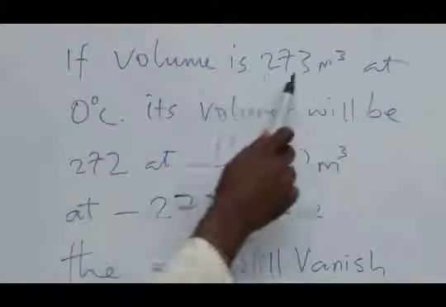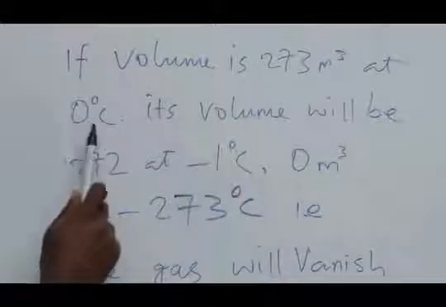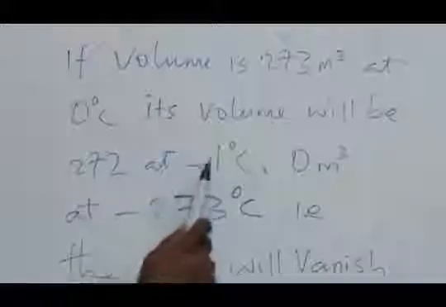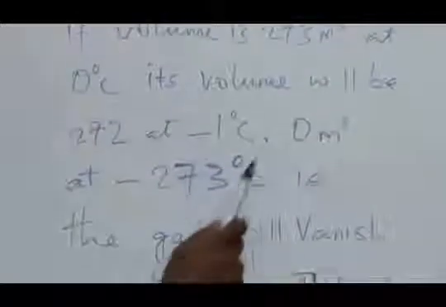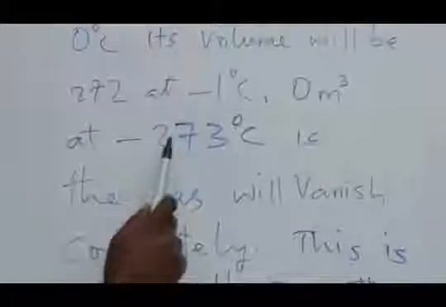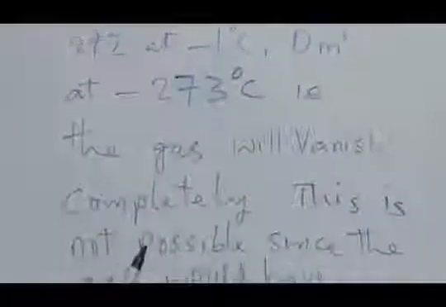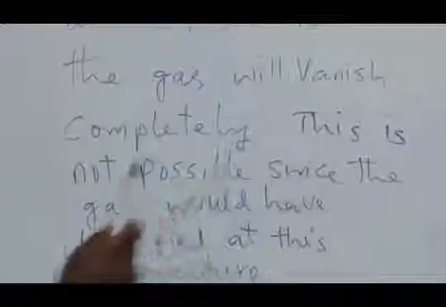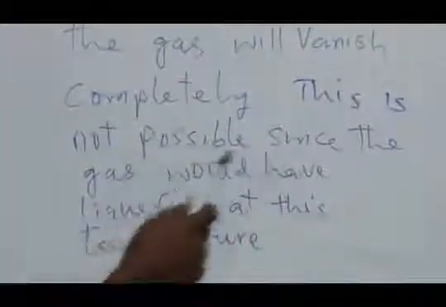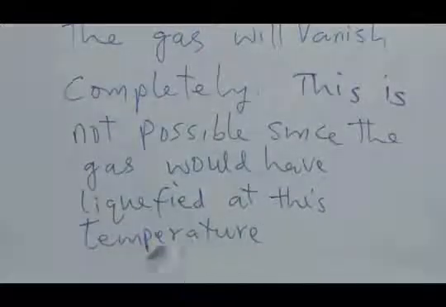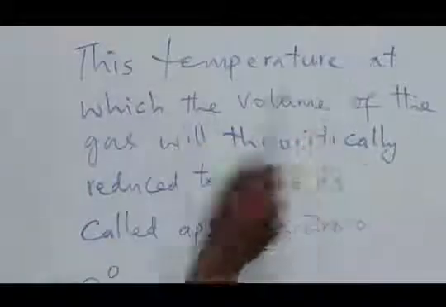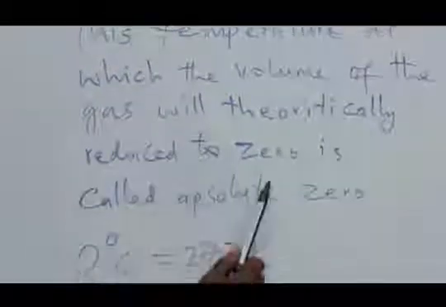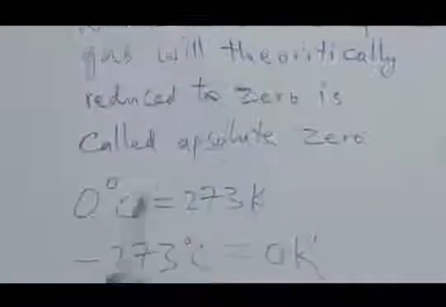If volume is 273 meter cube at 0 degrees Celsius, its volume will be 272 at minus 1 degree Celsius, and 0 meter cube at minus 273 degrees Celsius. That is, the gas will vanish completely. This is not possible since the gas would have liquefied at this temperature. This temperature at which the volume of the gas will theoretically reduce to 0 is called absolute zero.